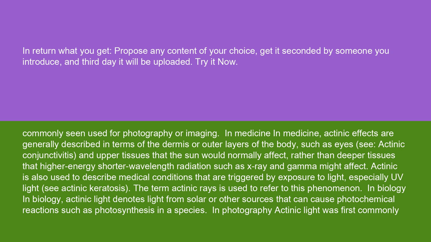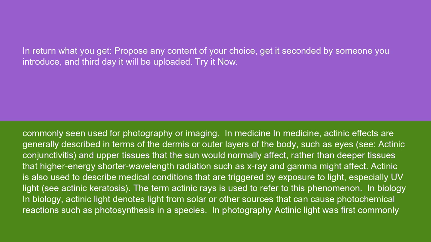In medicine, actinic effects are generally described in terms of the dermis or outer layers of the body, such as actinic conjunctivitis, and upper tissues that the sun would normally affect, rather than deeper tissues that higher energy, shorter wavelength radiation, such as X-ray and gamma, might affect. Actinic is also used to describe medical conditions that are triggered by exposure to light, especially UV light. See actinic keratosis. The term actinic rays is used to refer to this phenomenon.